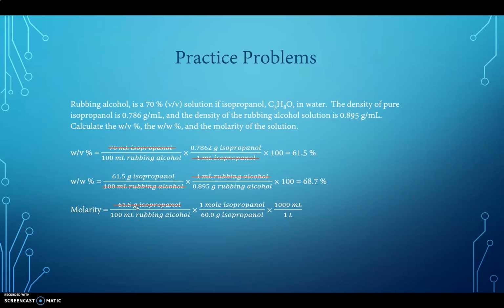We can cancel the grams of isopropanol in the first step with the grams in the second step, and then we can cancel the milliliters in the first step with the milliliters in the third, and we end up with moles on the top and liters on the bottom, and that is exactly the units that we should have for molarity. So you can always write molarities as either moles per liter, or you can use the capital M, which is simply an abbreviation for molarity or moles per liter.